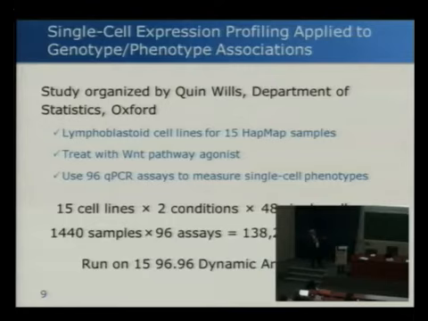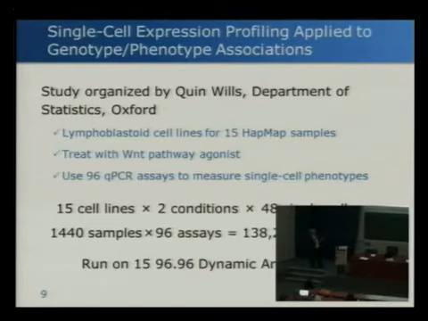So here we had 15 cell lines. For each cell line, there are two conditions: the unperturbed condition and then perturbed with the Wnt agonist. For each of these conditions, we used 48 single cells. So that's a total of 1,440 samples, and for each one, 96 different assays. So a little bit over 138,000 qPCR data points.